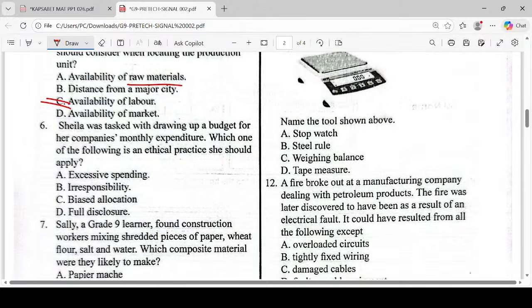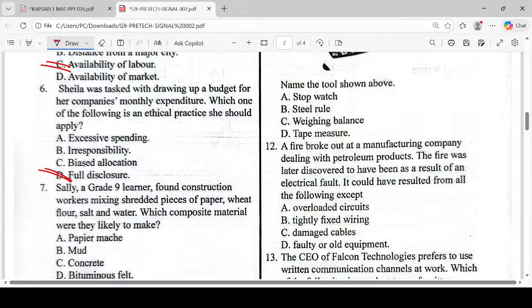Question number 6. Shayla was tasked with drawing up a budget for her company's monthly expenditure. Which one of the following is an ethical practice she should apply? A, excessive spending. B, irresponsibility. C, biased allocation. D, full disclosure. So the ethical property here is what's called the full disclosure. You should disclose everything fully.